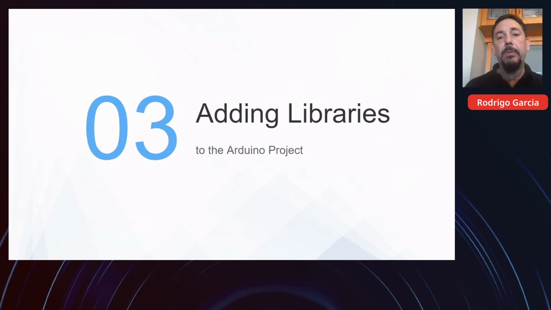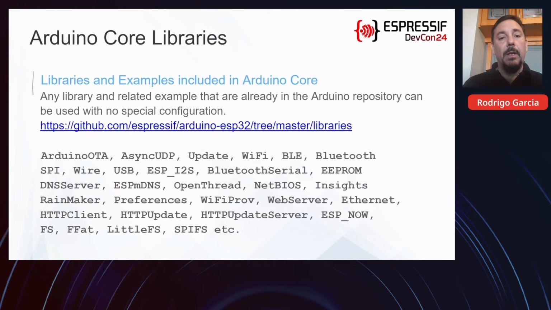Let's talk about how to add libraries to an Arduino project. In the case of an Arduino as IDF project, we have 3 kinds of libraries. One is the libraries that are embedded in the Arduino framework itself. There is nothing to be done here. All you need to do is use them. You can use the examples from the Arduino core on GitHub and run them, build them directly from there. Everything is set up already.